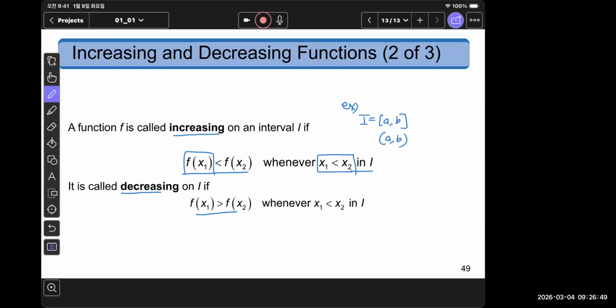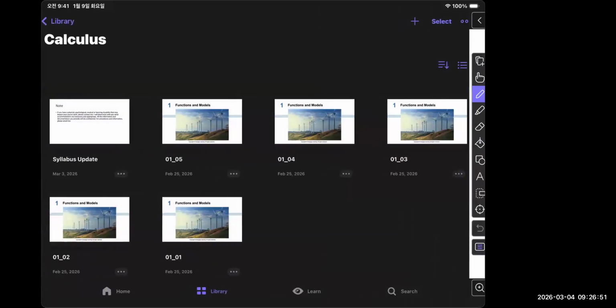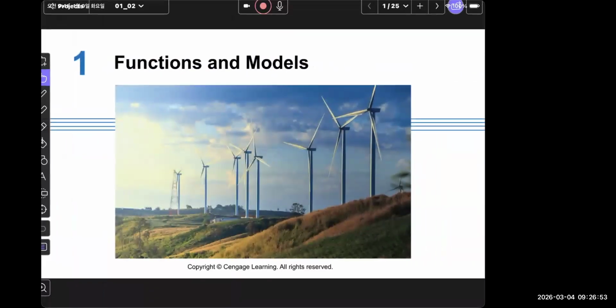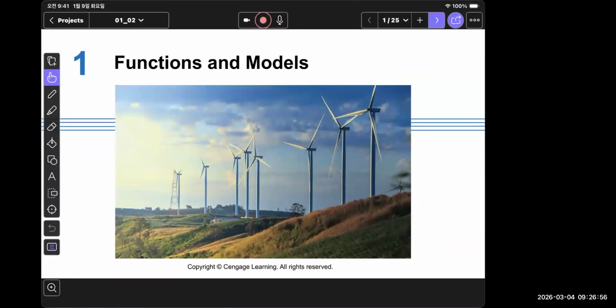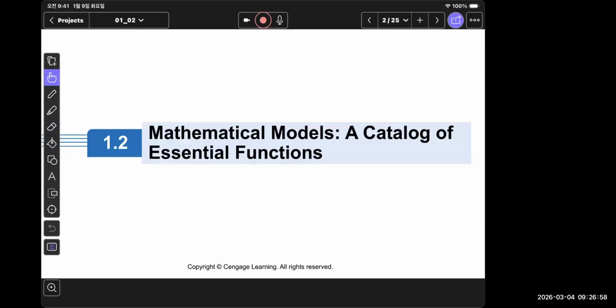And I think you know this concept. You probably considered this in high school days, I guess.